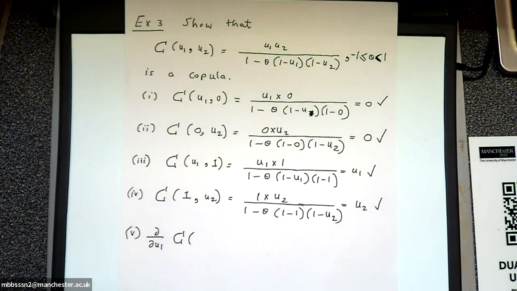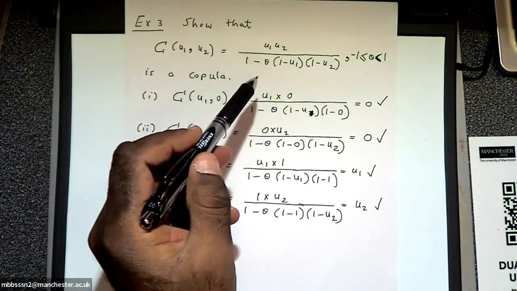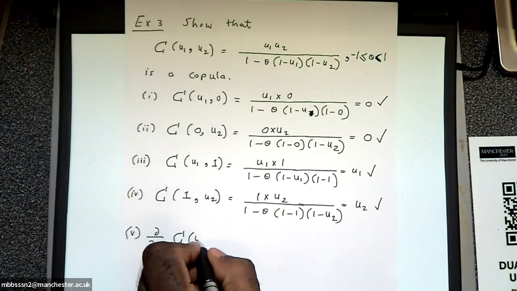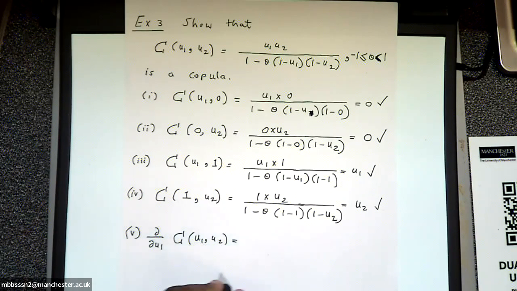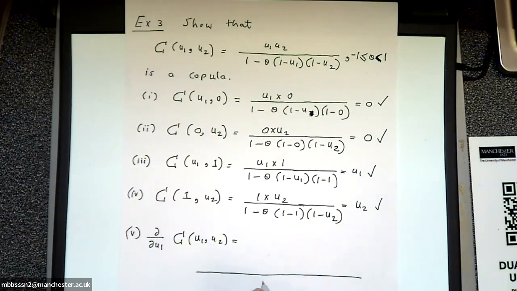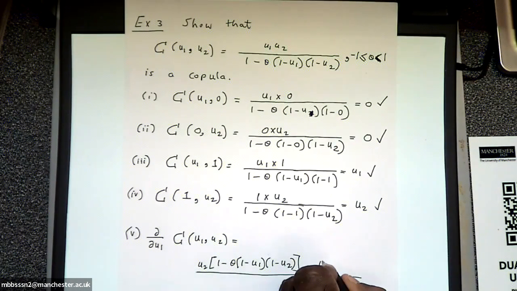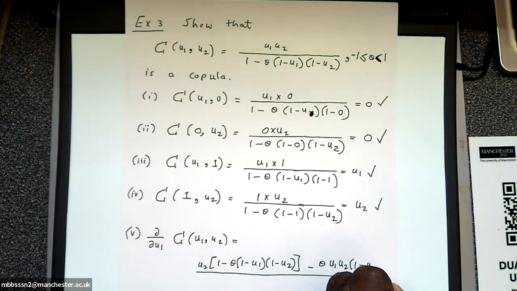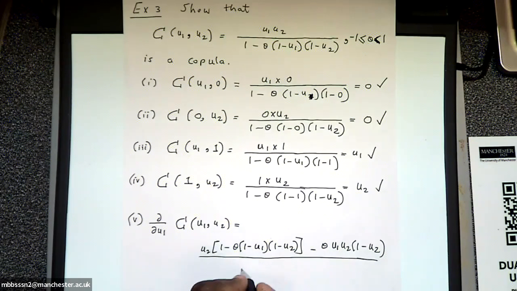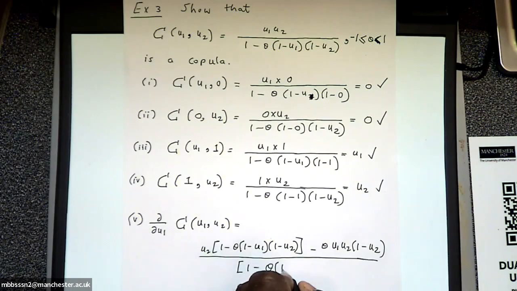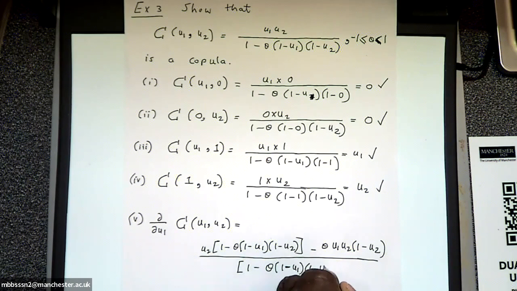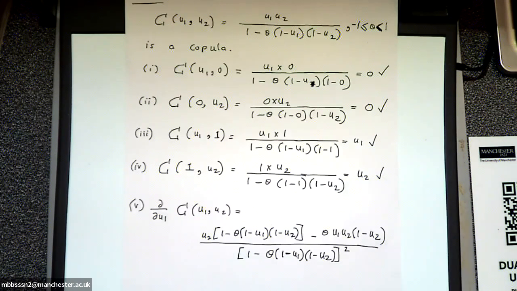And part 5, you can use the quotient rule. I'm sure you guys know the quotient rule for differentiation, because you have a quotient of two functions, so you have to use the quotient rule. This is what you will get. Correct me if I'm wrong. You get theta U2 times (1 minus ...). It's a little bit complicated, but I'm sure you know the math. This is the first thing you get. The second thing is minus theta U1 U2 (1 minus U2). This is what you get in the numerator, and in the denominator you get this. So it's using the quotient rule, right?